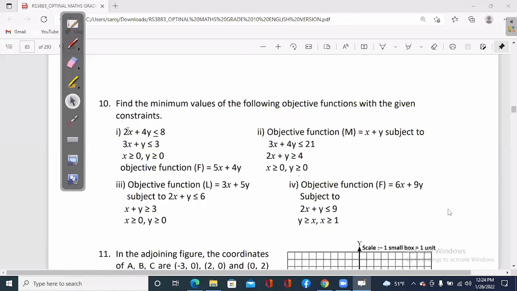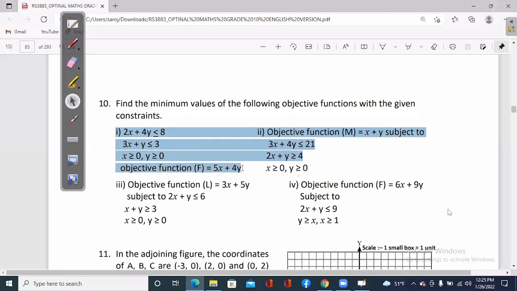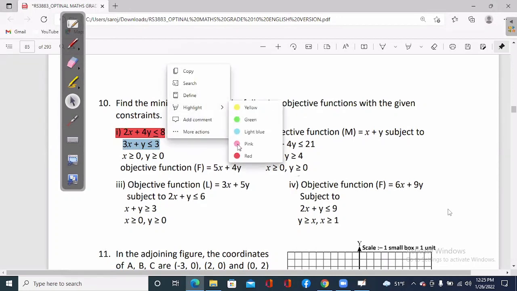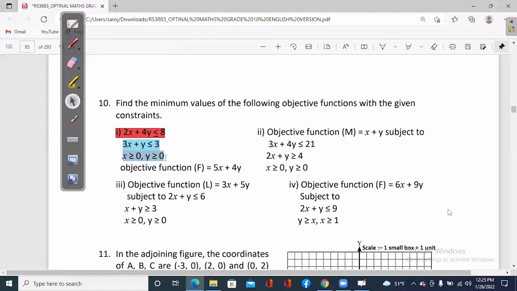In question number 10I, you can see there are 4 inequalities. This is the first inequality. This is the second inequality. This is the third and fourth inequality. So you can see there are 4 inequalities given in the question. So let's do this question number 10I.